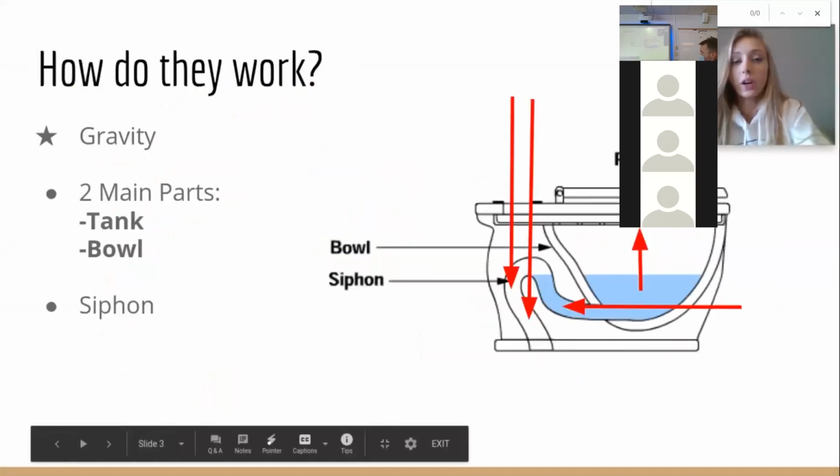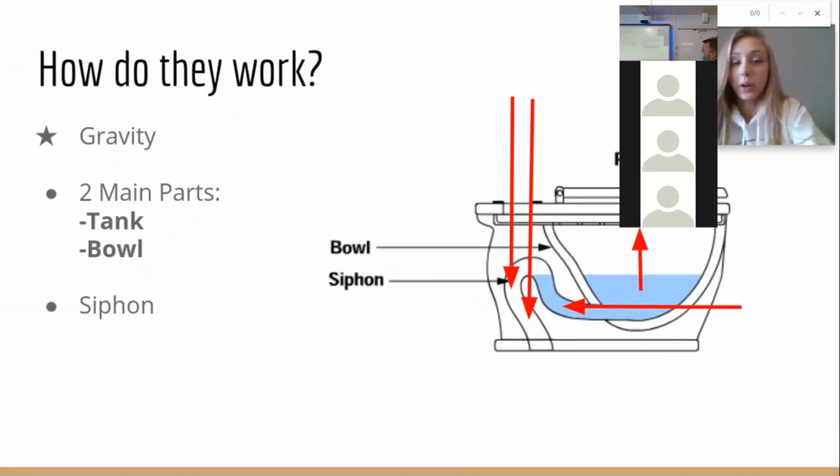So how do they work? There's two main parts of the toilet, the tank and the bowl. The tank is a square shaped part of the toilet that is in the back, and it begins the flushing process. And the bowl is the part of the toilet that holds some of the water and the waste. The whole process of how the toilet works revolves around gravity.